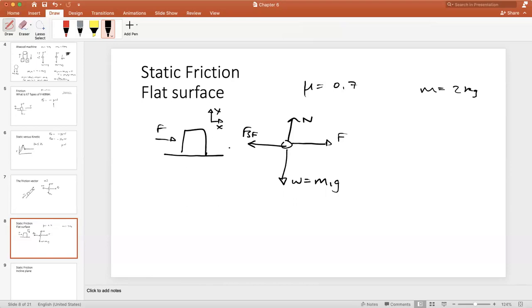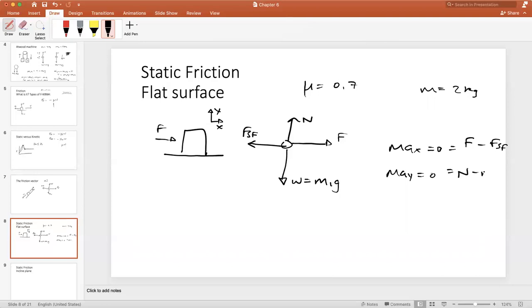Y is positive up, X is positive to the right. There is no acceleration in this. So MA in the X and MA in the Y are both 0. MA in the X is whatever my force of push minus the force of static friction. I'll come back to that.